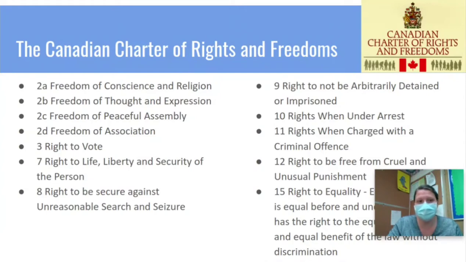We went into detail on your fundamental freedoms for Section 2. Section 3, we didn't get a chance to cover much, but it does talk about your right to vote, which we had mentioned in our initial slides. We then looked at our legal rights, Sections 7 through 12, so life, liberty, and security, the right to be secure against unreasonable search and seizure, the right to not be arbitrarily detained. We looked at 10 and 11, rights when you're under arrest or when you're being charged, and 12 being free of cruel and unusual punishment.